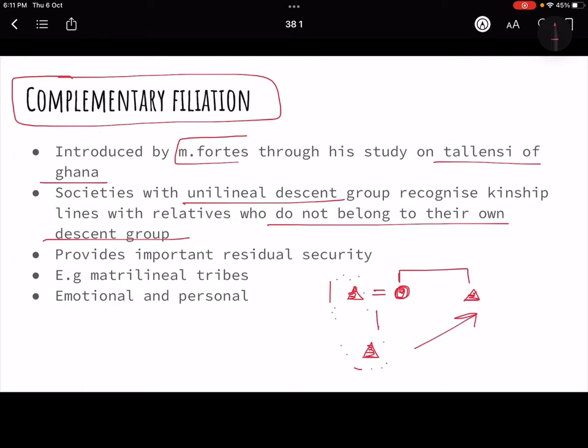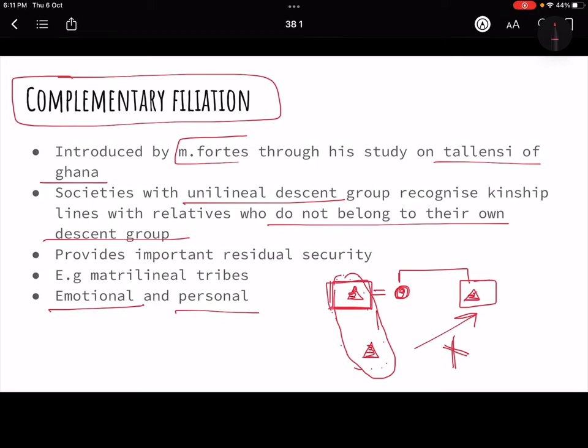So these people who do not belong to your own descent group, obviously his descent group is here, right, he is not a member of his descent group, but he is also important. He is important because he will provide emotional, personal feelings. It is important for their emotional security, for their personal feelings. How? For example, at the time of any problem in the family, right, who is going to stand with this person?